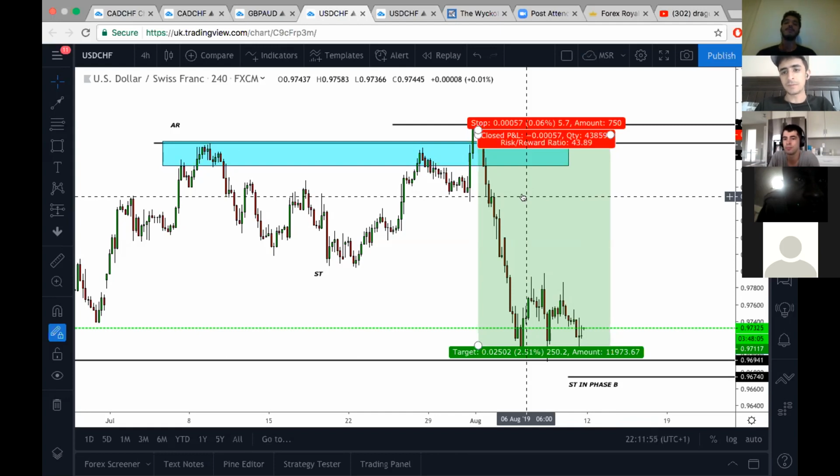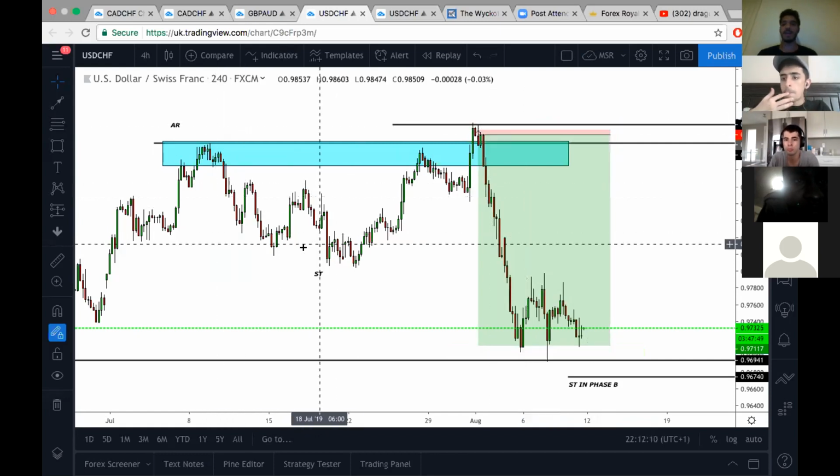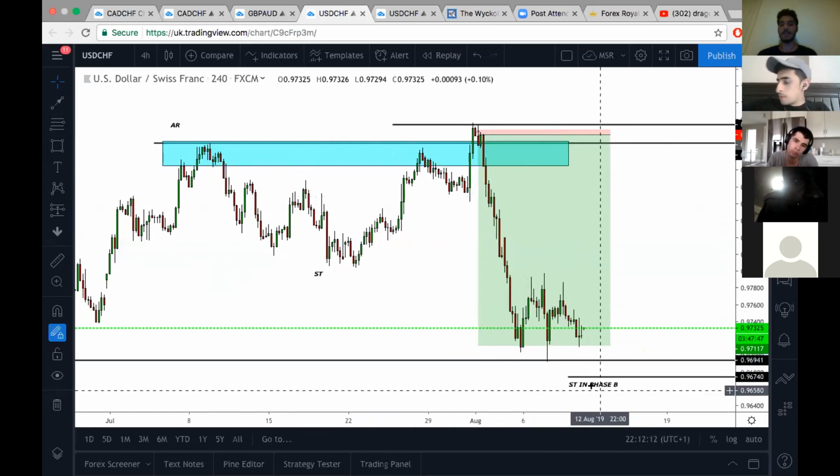And the reason I'm not giving signals out on it yet is because I want to master it a bit more. I want to learn more about it and prove that it's consistent over at least 10 to 15 trades before I start telling you when to buy and sell, right? And that also gives you time to learn the psychology behind it, to learn the meaning behind this AR and ST and ST and phase B. You need to understand the psychology behind it if you want to trade it.